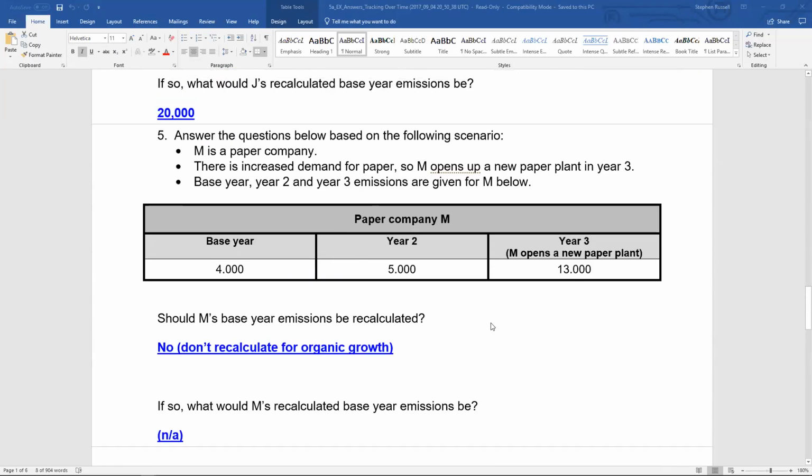Question 5 involved the paper company, and to meet an increased demand for its products, company M opened up a new paper plant, and here recalculation is not needed because we don't recalculate for organic growth.